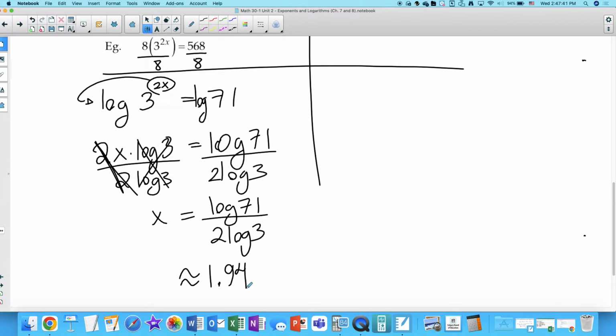Now, if we are solving this by switching forms, still divide by 8. Particularly if you're switching forms, you need the power to be isolated. So this will be 3 to the 2x equals 71. And then I'm going to switch to logarithmic form. So the base of my log is 3, same as the base of the exponent. The argument is 71, and that's equal to 2x.